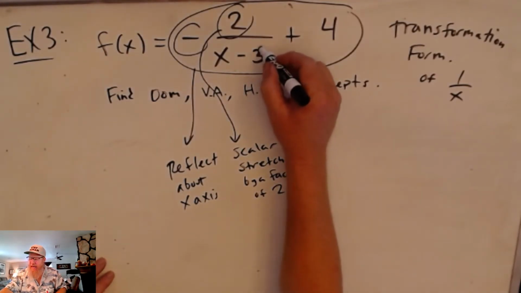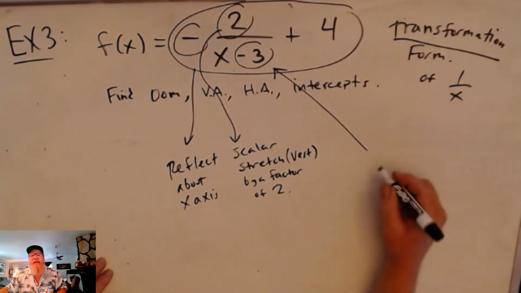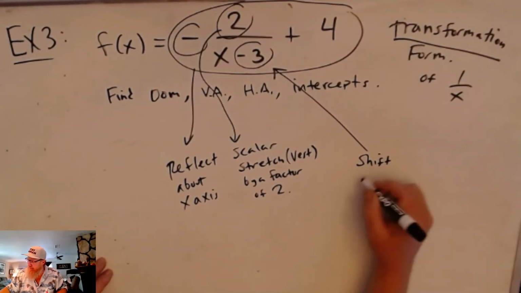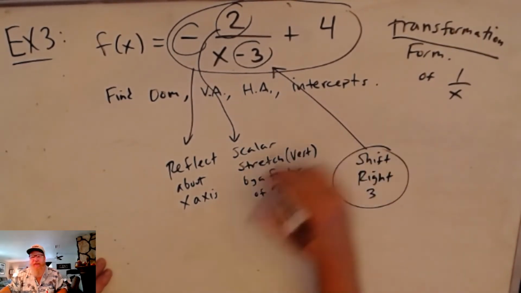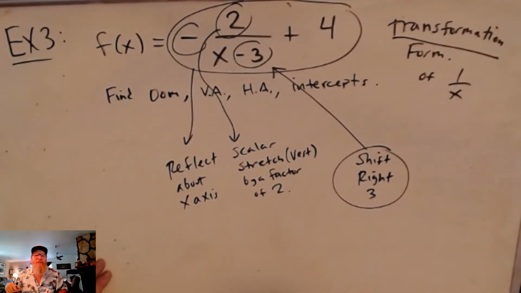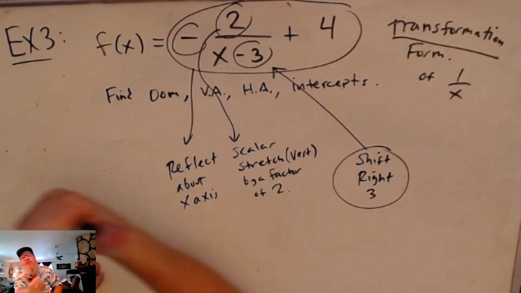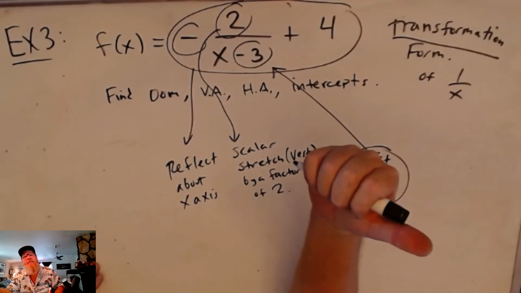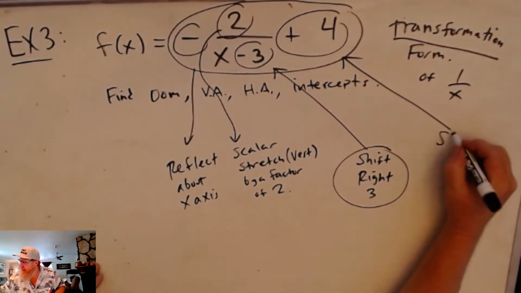The negative 3, remember the transformation rules? That's going to shift it left. No, sorry, shift it right. It's opposite. It's been so long since we did these, I almost forgot. X minus 3 actually shifts it to the right. And then plus 4 is going to shift it up.